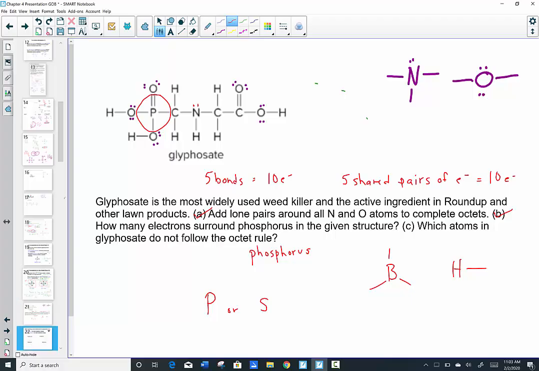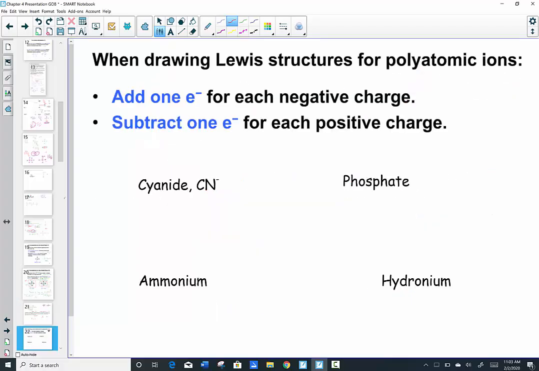Then we're ready to go on to talk about polyatomic ions and drawing their valence shells. But pause this video here and pick up with a new video looking at section 4.4. We're going back to practice how to draw electron dot structures for polyatomic ions. But let's take a break and come back when ready.